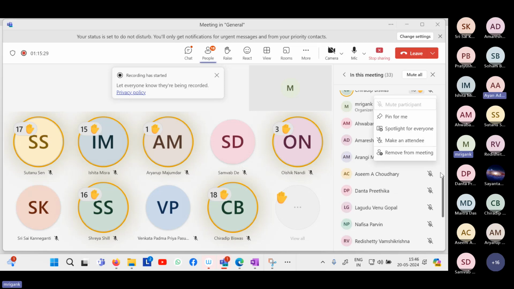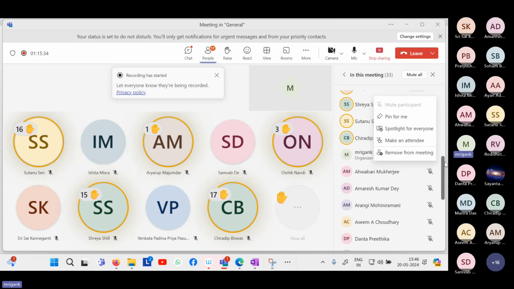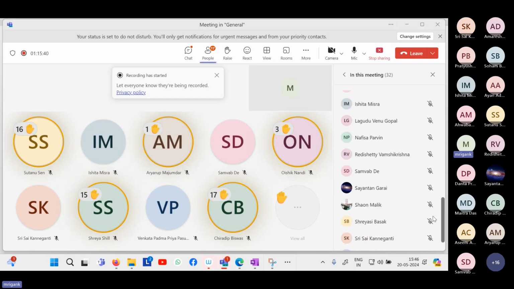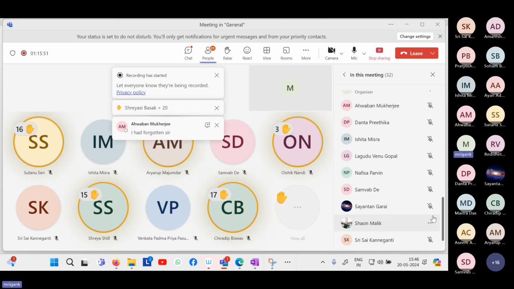Yes, sir. Then the people who are not raising hand, they have not gone through the lectures. That's what it means. All of you have gone through the recordings of the NPTEL lectures, whatever I had recommended. Mr. Sambhav Dey, can you unmute yourself? Sambhav Dey. Yes, sir. So do you remember, have you gone through the lecture?